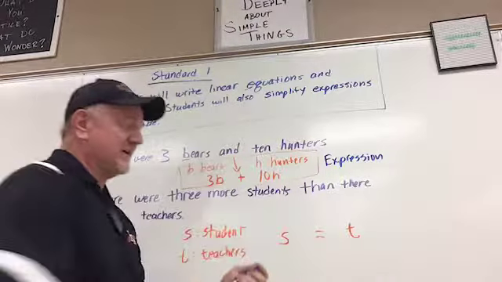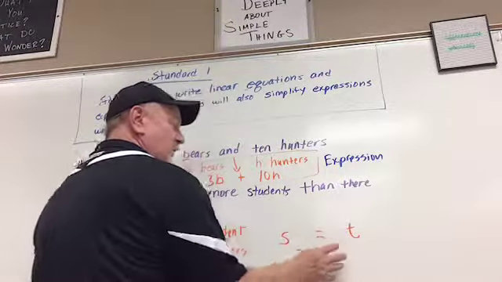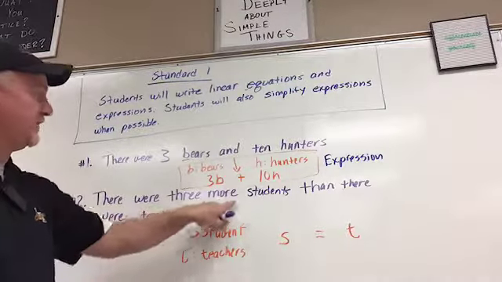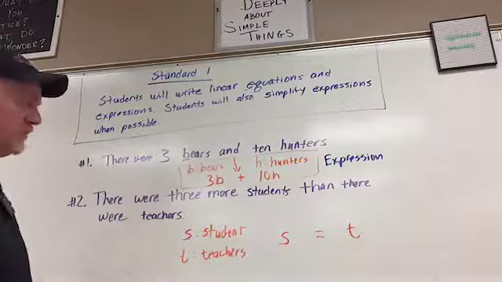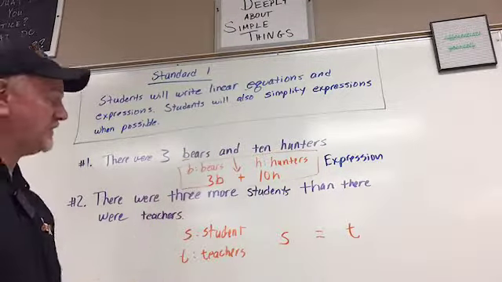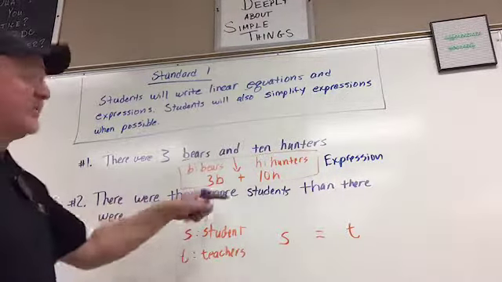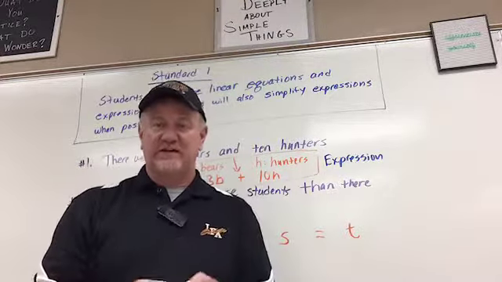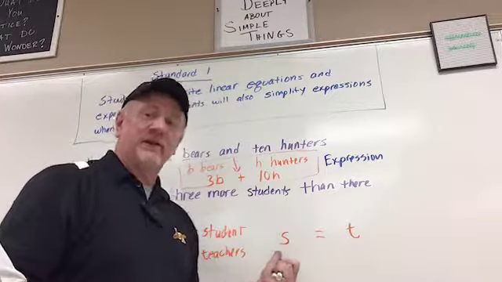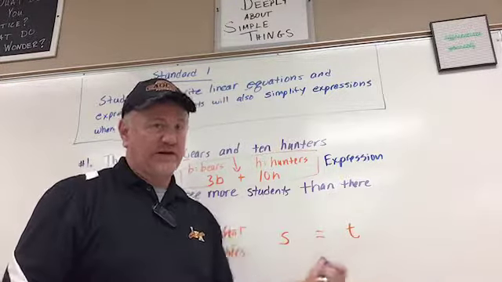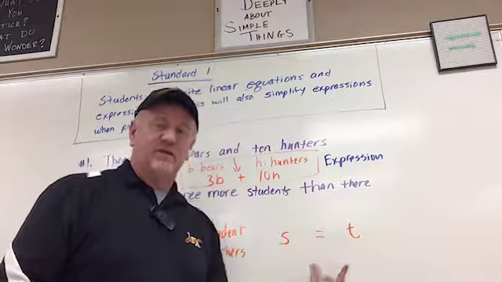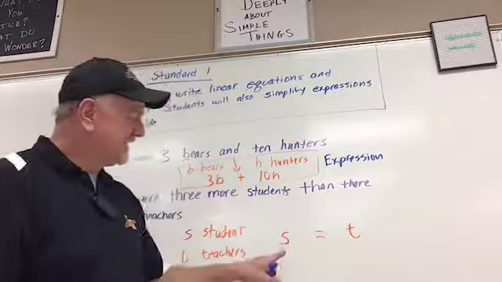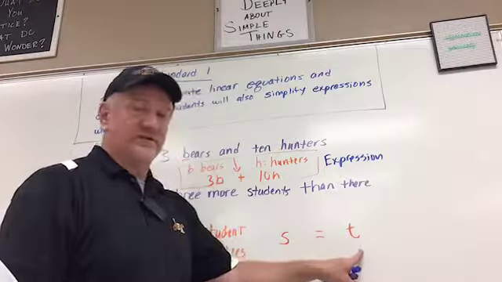We're going to make this balanced. We're going to make this side equal this side. Well, let's go back. There were 3 more students than there were teachers. So what's more? Are there more students or more teachers? There's 3 more students. So there are already more students than teachers. So if I want to make this equal, I have to either add some to one side or subtract from the other side to make them equal. And I said there's more students than there were teachers.